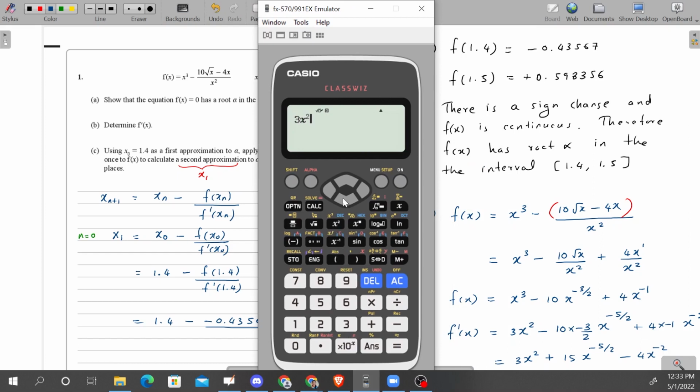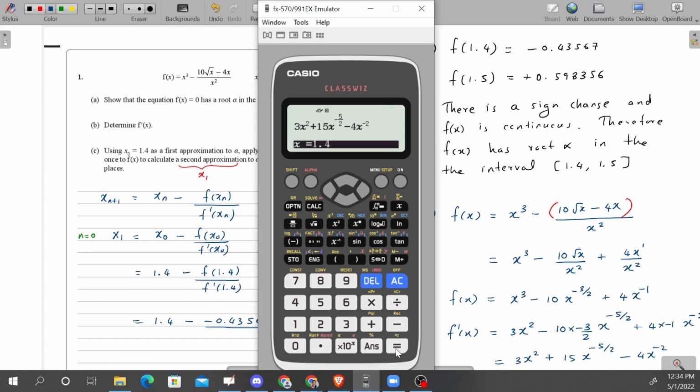3x square plus 15x to the power minus 5 over 2 minus 4x to the power minus 2. Are you with me? So 3x square plus 15x to the power minus 5 over 2 minus 4x to the power minus 2. This is f dash x. So now I need to replace the x value with 1.4.